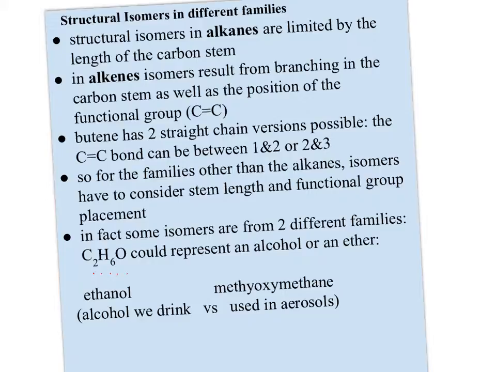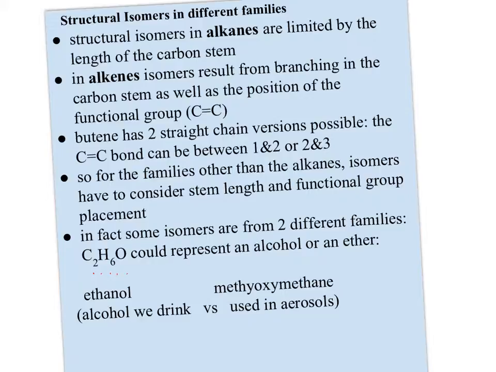So let's look at some structural isomers in different families. Structural isomers in alkanes are going to be limited by the length of the carbon stem. In alkenes, isomers result from branching the carbon stem, but they can also result from the position of the functional group, and that's true for several families other than the alkanes.